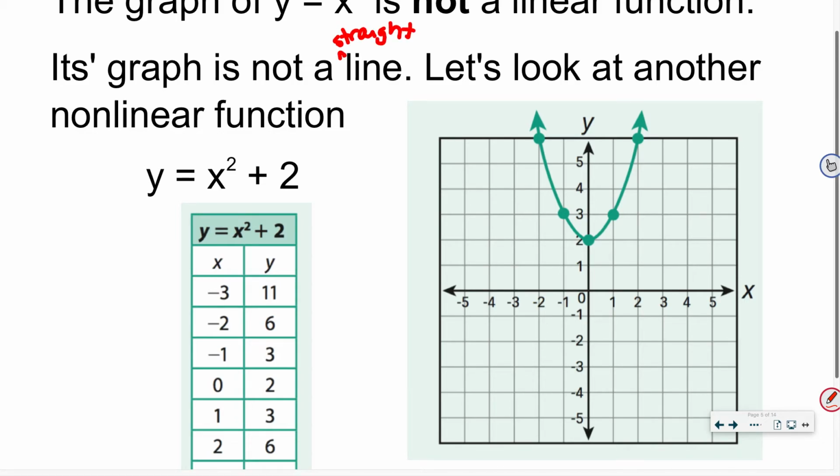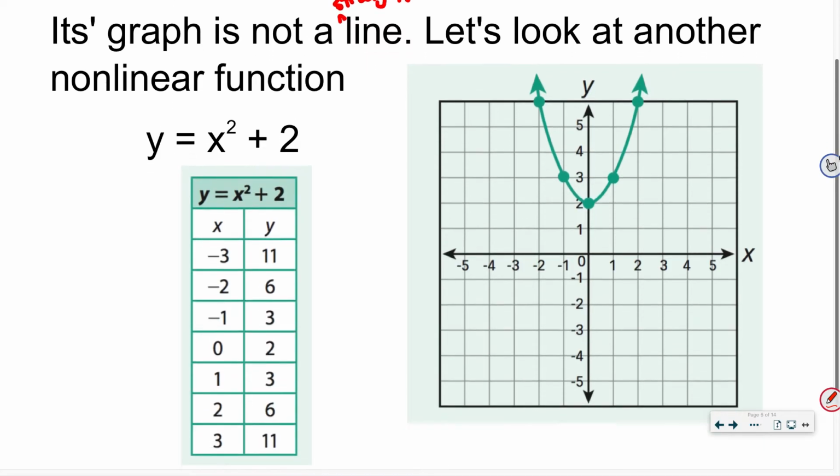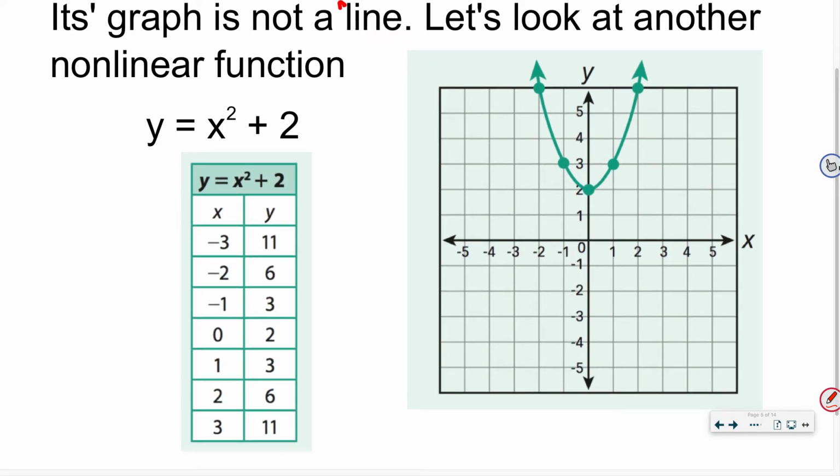This is another example of a function that is nonlinear. Okay? How did we get the values in the table? This is y equals x squared plus 2. You notice it's actually the same graph from the previous slide, but what's the only difference? Yeah, it's y-intercept. It moved up, it jumped up 2 units. We'll learn that in spring.